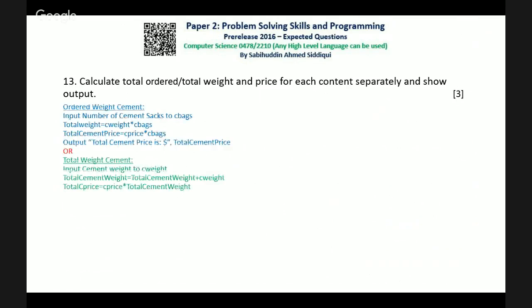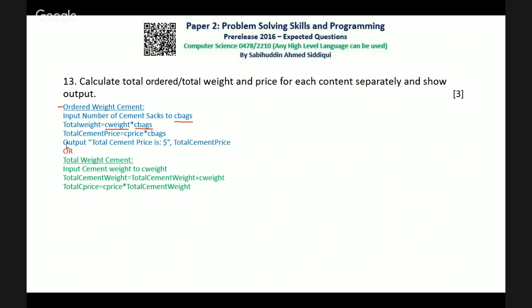Now see the first part. Order weight cement. Input number of cement sacks, that means you have entered 2 C bags, and here the total weight you have calculated. This is for order, right? Total weight. Now C weight, you have already taken the weight in C weight, and now here you have taken the total number of C bags. This will be multiplied by C weight, hence you will get the total cement price, which is achieved by using C price, in which you have stored cement price, which is $3, and C bags, the total number of bags you ordered.